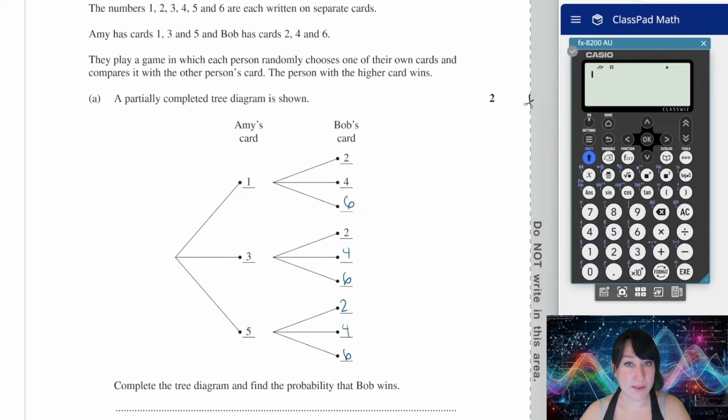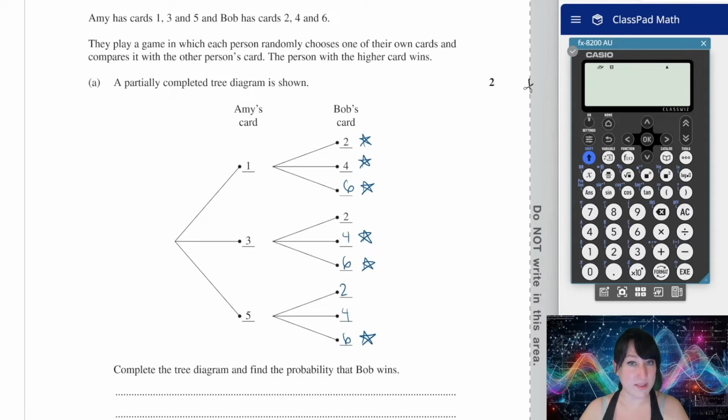And we just need to count the number of outcomes where Bob wins. And he wins if he has the higher card. So in this first set, all 3 outcomes are Bob winning. In the second set, it's the 4 and the 6. And then the last set, just the 6. So that's a total of 6 winning outcomes for Bob out of 9 outcomes, which simplifies to 2/3.